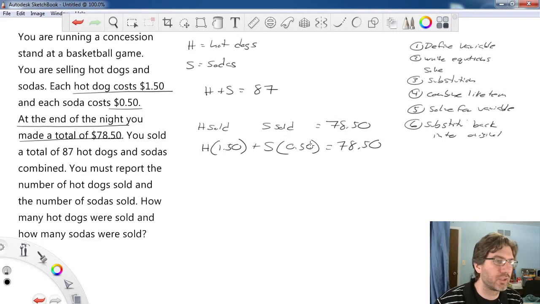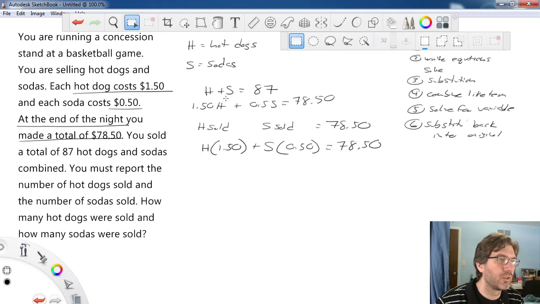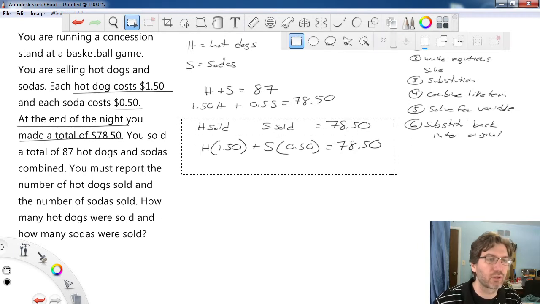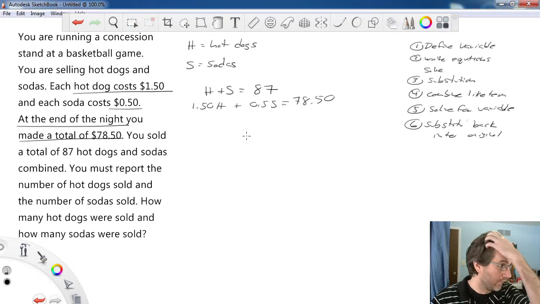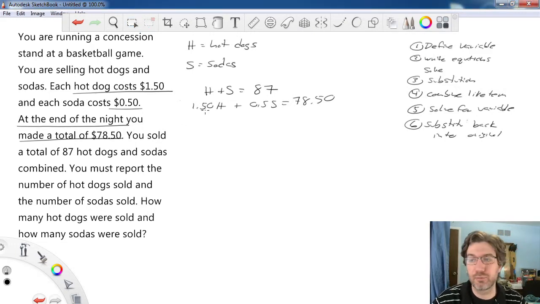So this here is your next equation. We're going to clean that up though. I'm just going to write it as 150 times H plus 0.5 S has to equal 7,850. And those are your two equations. A little easier to pick out on this one. Right? Hot dogs times however much they cost plus sodas times however much they cost have to equal however much you actually made.